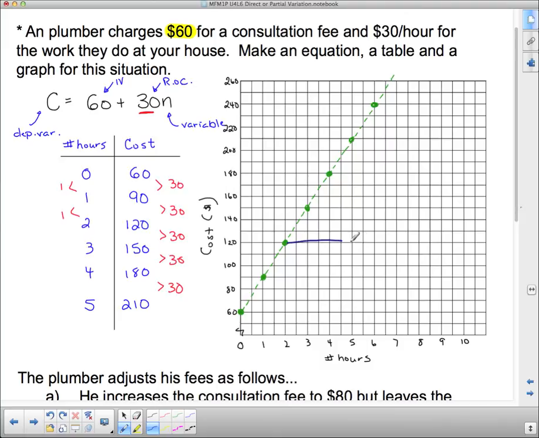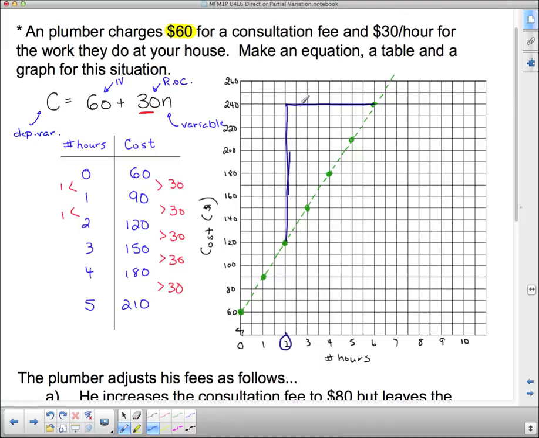Okay. Now remember, I could have found the rate of change on here too. Between any two points, let's draw in this little triangle, I could find the rise and run from this point to this point. So as I move from this point to this point, I have to rise this many, or we could have drawn it on the other side. We could say as I move from this point to this point, I have to rise so many and then run so many.